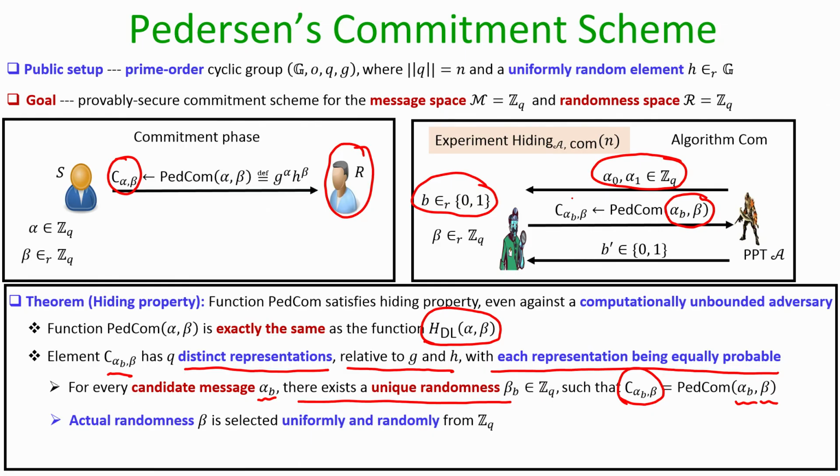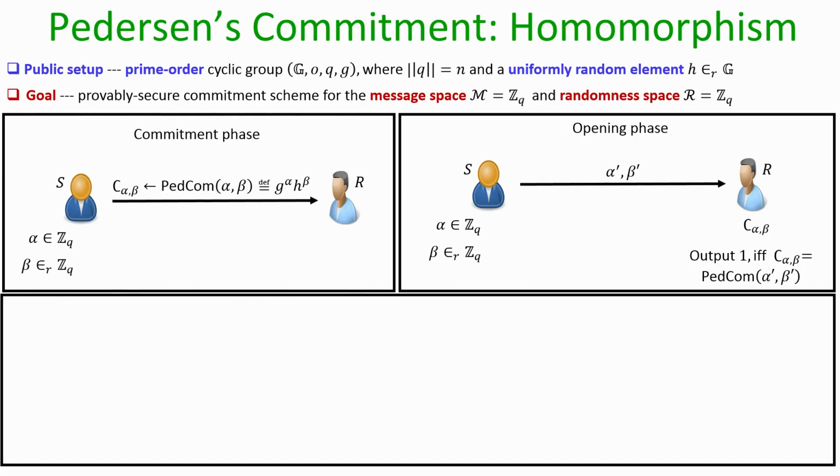hiding experiment, is randomly chosen from the set Z_q, which means that the probability that alpha 0 is committed in this commitment, and the probability that the commitment that the adversary is seeing could be the commitment of message alpha 1, is exactly the same. With probability 1 over q, the commitment that the adversary is seeing could be the commitment of alpha 0, and with the same probability it could be the commitment of alpha 1, and this holds even if my adversary is computationally unbounded. That proves the hiding property.